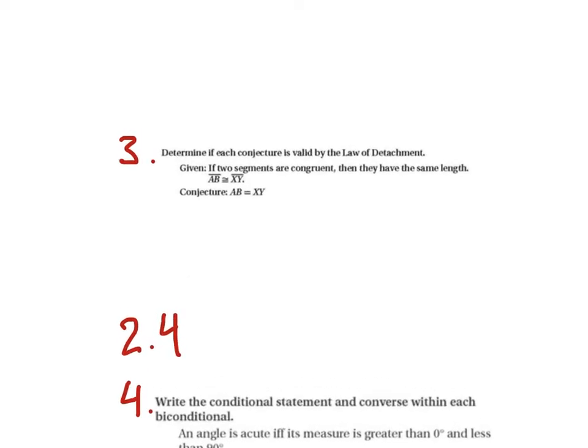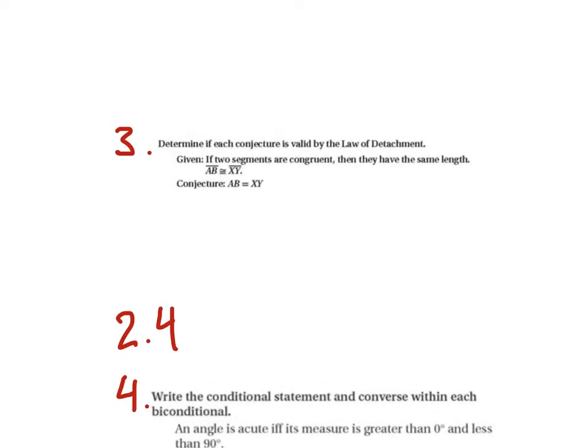Determine if each conjecture is valid by the law of detachment. So remember, in the law of detachment, we need to have P then Q is true and P is true to determine if Q is true. So we're given if two segments are congruent, this is our P, then they have the same length. That is our Q.